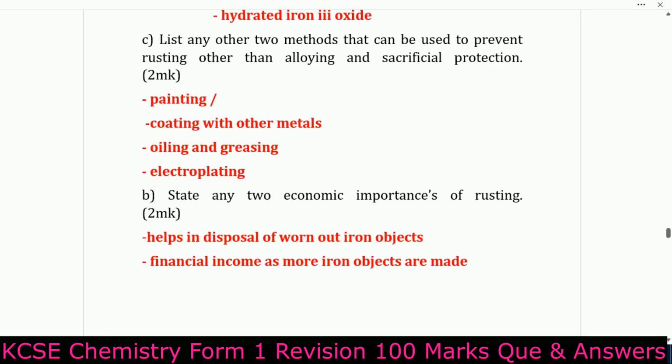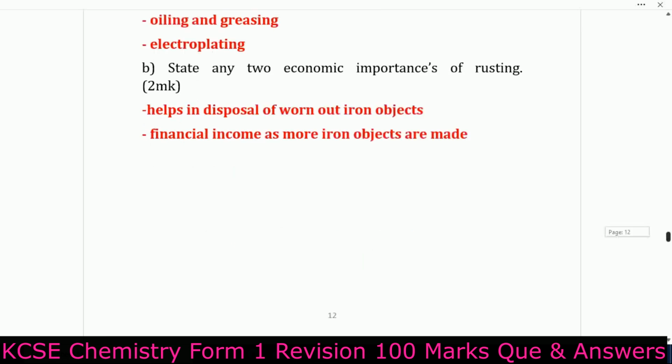Next, list any other 2 methods that can be used to prevent rusting, other than alloying and sacrificial protection. Which other ones? One is painting, next one is coating with other metals, next oiling and greasing, and next one is electro painting.